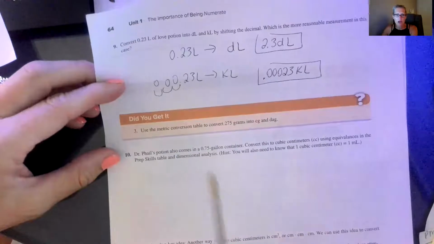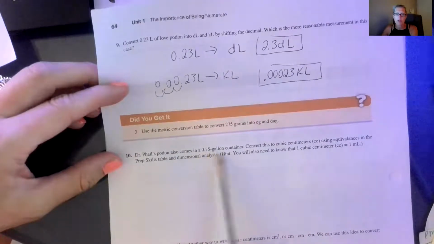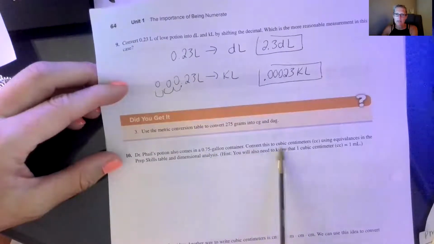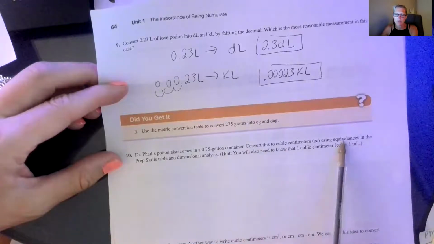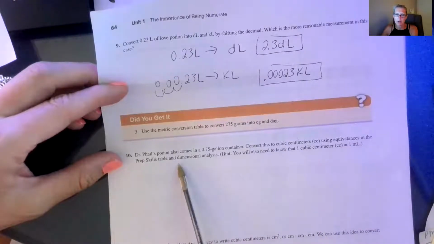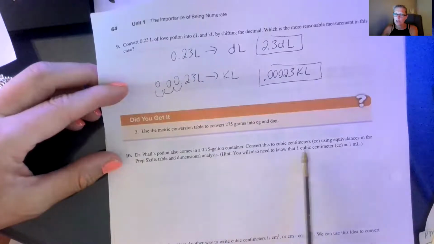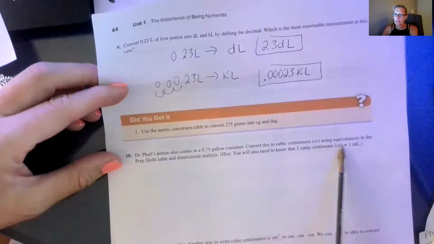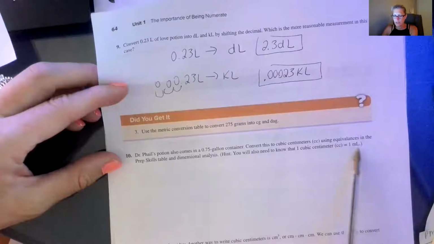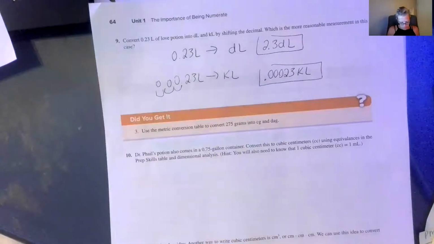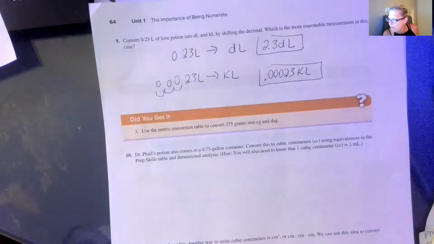Dr. Phil's potion also comes in a 0.75 gallon container. Convert this to cubic centimeters using equivalences in the prep skills table and dimensional analysis. Hint, you will also need to know that 1 cubic centimeter, a cc, equals 1 milliliter. Okay, that's good to know.